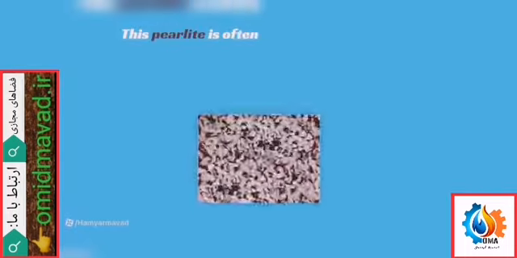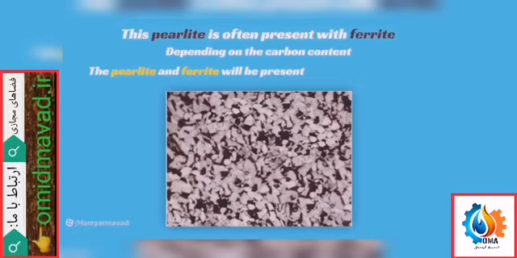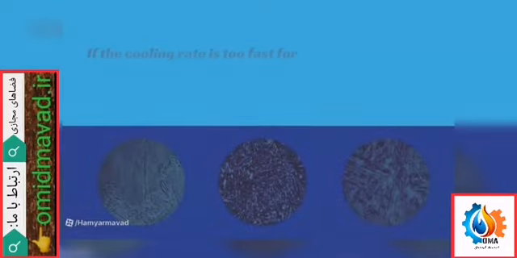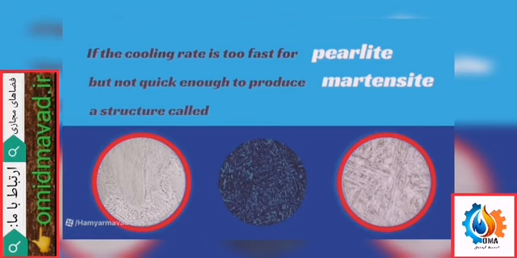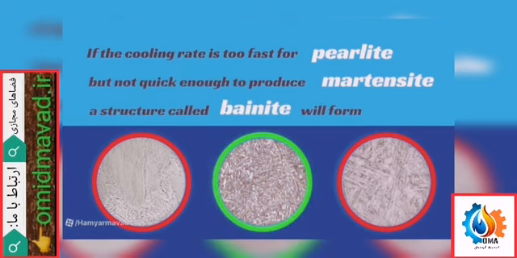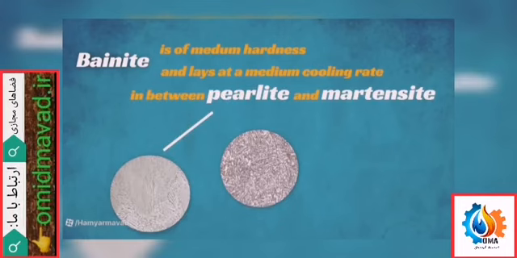This pearlite is often present with ferrite, and depending on the carbon content, the pearlite and ferrite will be present in differing ratios. If the cooling rate is too fast for pearlite, but not quick enough to produce martensite, a structure called bainite will form. Bainite is of medium hardness and lies at a medium cooling rate in between pearlite and martensite.